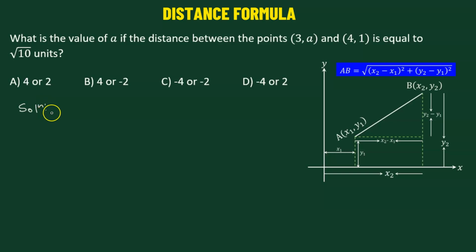So here we are going to name the 2 points. We're going to call point A with coordinate 3 comma a, and then we have another point B whose coordinate is 4 comma 1. That's given here. If we join the 2 points by using a straight line, the distance between these 2 points is square root of 10 units. Now we need to find out the value of this particular a.